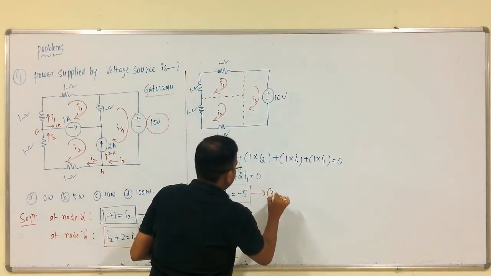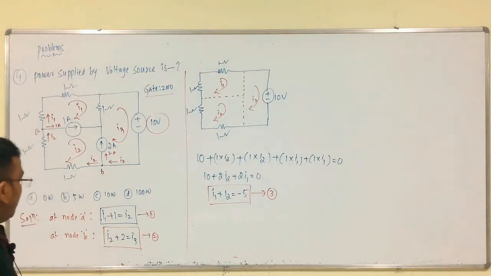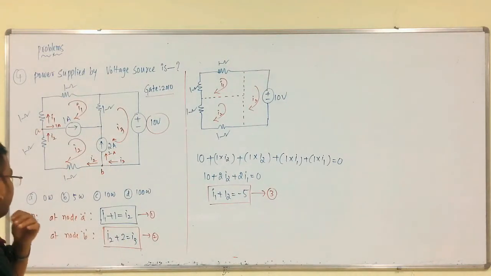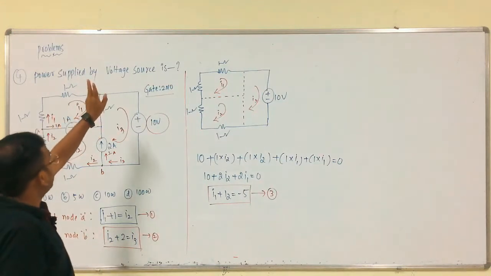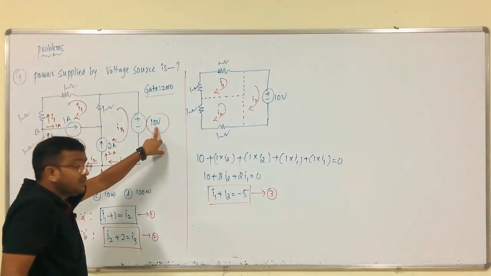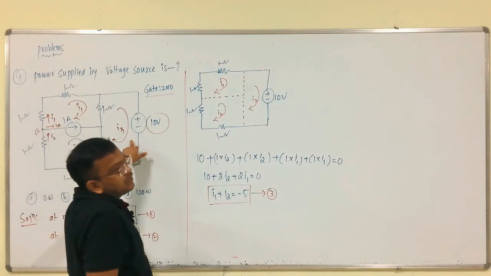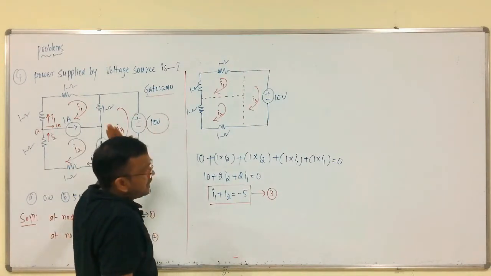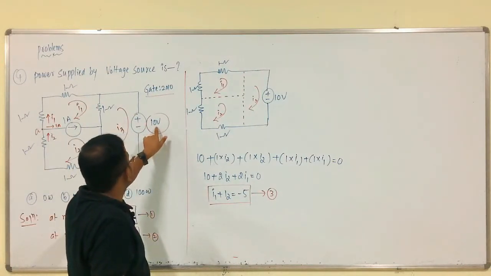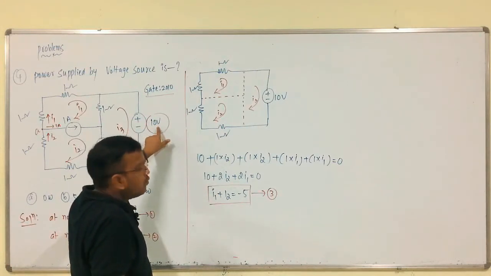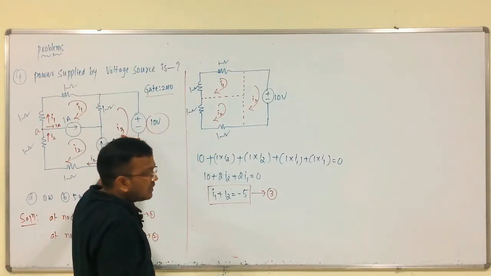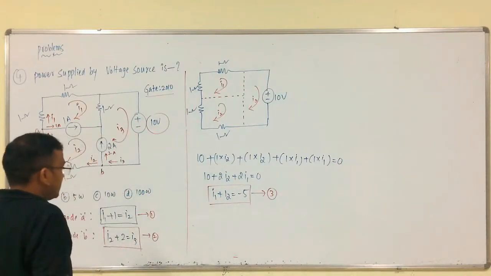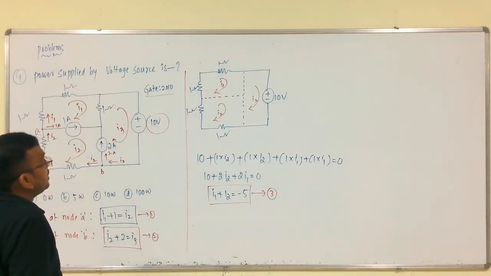This is equation 3. So, we will do some manipulations. We need the power supplied by the voltage source. This voltage source is present in loop 3. Power supplied is voltage into current, that is 10 volts into I3. So, we have to get the value of I3.